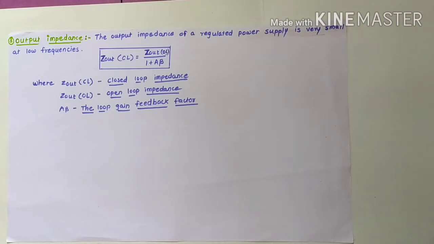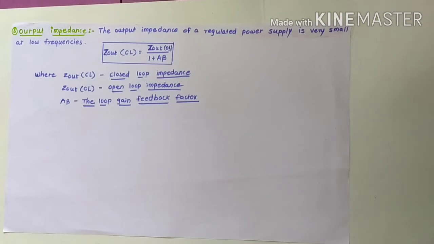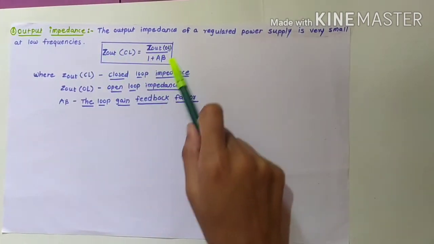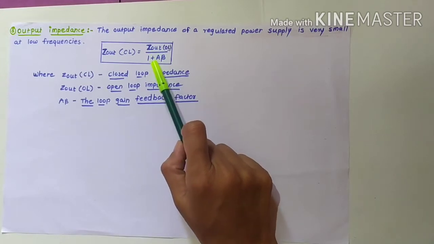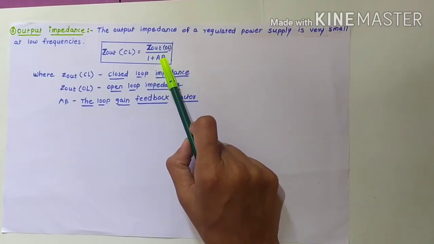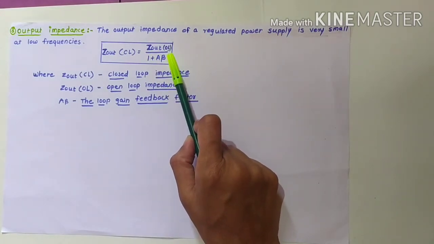Using an emitter follower circuit in the output of a power supply normally reduces the output impedance, and the output impedance of this regulated power supply is very small at low frequencies. Now, according to this equation, the use of voltage feedback reduces the output impedance. Regulated power supplies have a typical output impedance in milliohms.